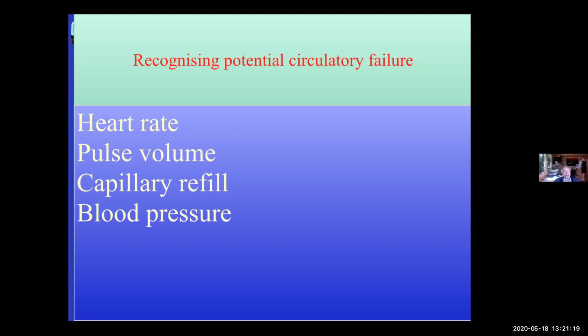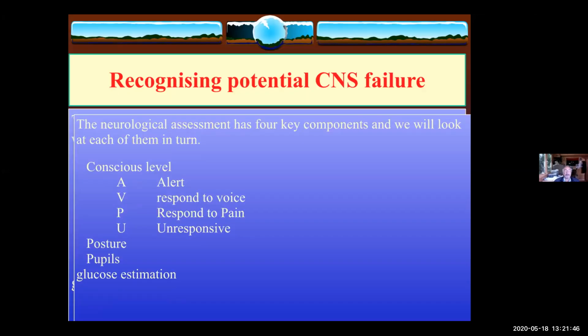Blood pressure. Blood pressure at the beginning will be high, especially the diastolic. But if the blood pressure starts going down fast, that means the child is getting to the shocking state and entering the uncompensatory phase. So make sure someone does the blood pressure while you are assessing. So these are the 4 criteria for recognizing potential circulatory failure.